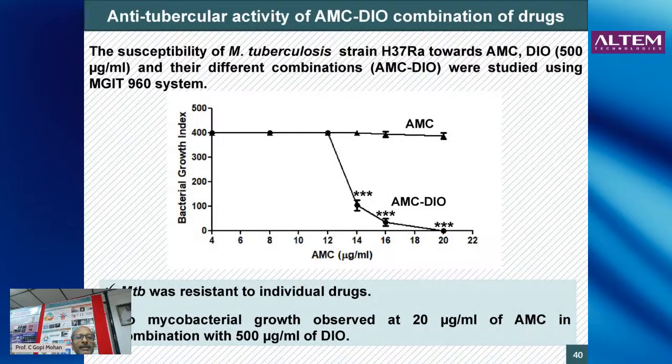And this is the Mycobacterial Growth Indicator Tube, the MGIT 960 system. Here you can see AMC, amoxicillin clavulanic acid, does not show much inhibition of bacterial growth. But when we add diosmin, AMC plus diosmin, the growth index is reduced. MTB-resistant growth at 20 microgram per ml of AMC in combination has been reduced and has become better.